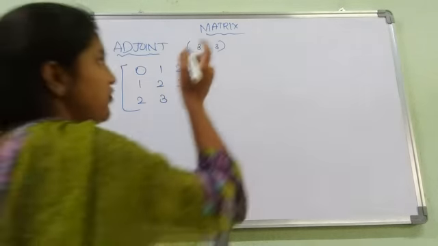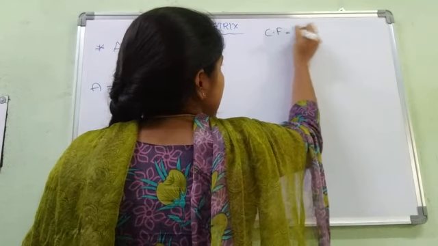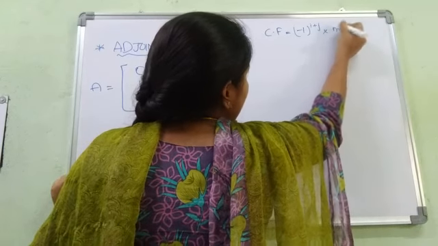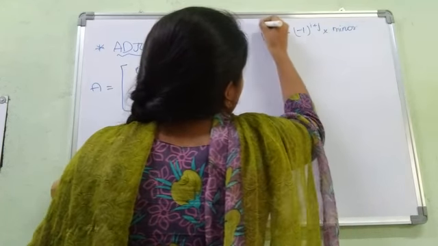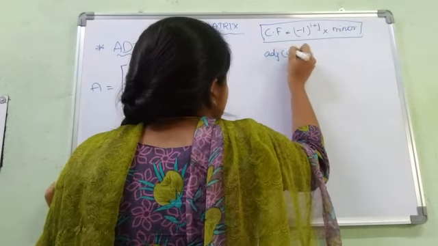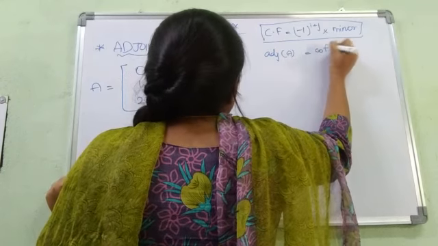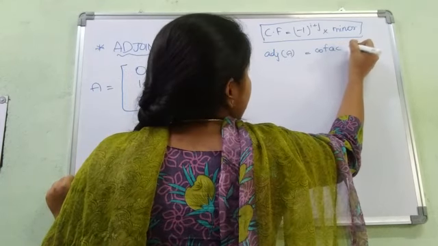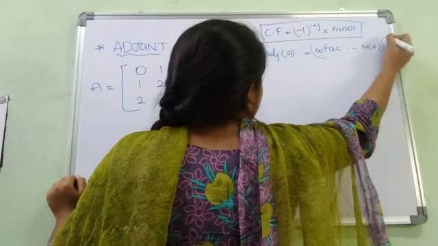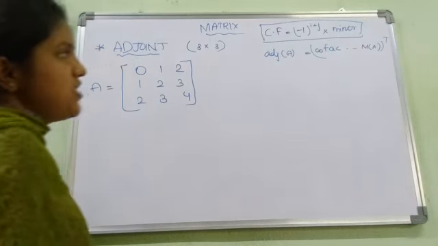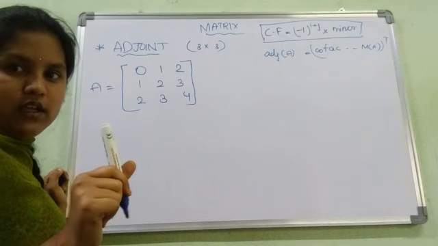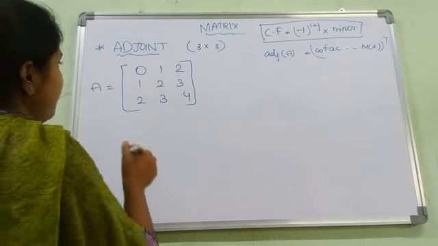So for that, first of all I'll tell you 2 formulas. CF is equal to minus 1 to the power of i plus j into minor. This is one of the formulas. Now we are finding adjoint A, right? Adjoint A will be the cofactor of matrix A, whole to the power of transpose. Just keep those two formulas in mind, then you'll get the answer. Okay, now let's go find it.